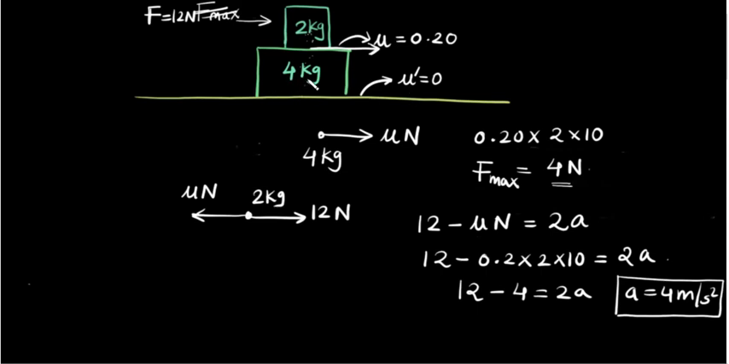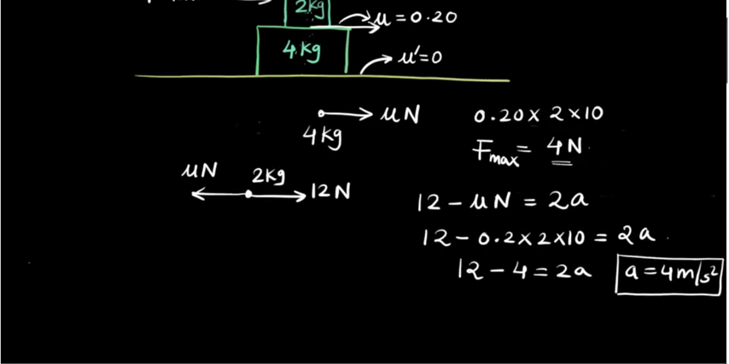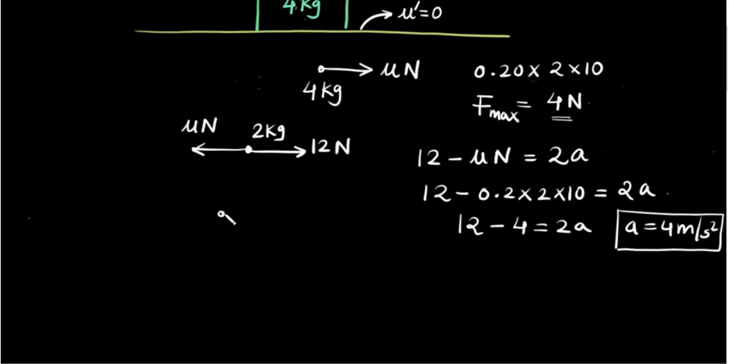Now we know that on the 4 kg block there is a maximum friction acting, right? So there is a mu n force acting on the 4 kg block. Because of the 4 kg block, the friction on the 2 kg block is towards left. Because of the 2 kg block, the friction on the 4 kg block will be towards right. So here there will be maximum force, that is mu n.